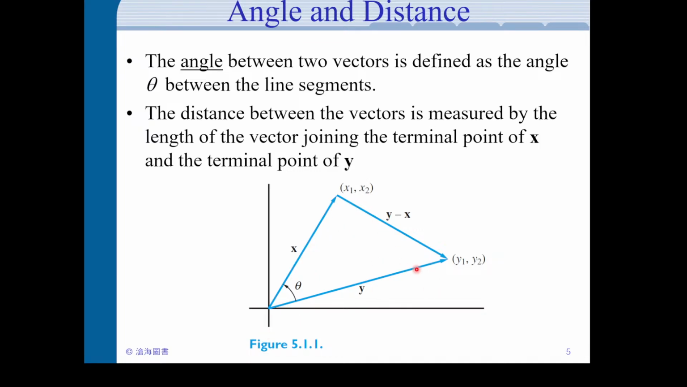And we can also have the distance between those two vectors, which should be the length of this vector. That's just the y vector minus x vector. If you write down those two vectors on a plane, then you also have a vector on this edge of this triangle. If you go from the end of x to the end of y, then this vector will be the vector y minus the vector x. So the distance between those two points should just be the length of this y minus x vector.